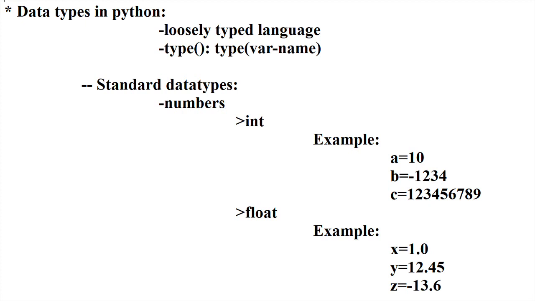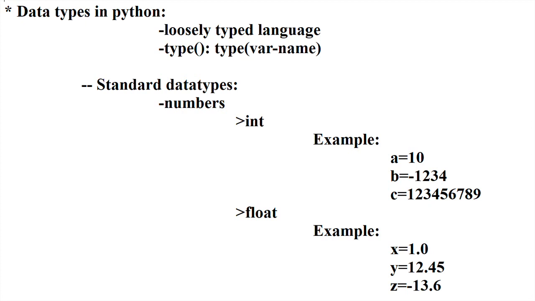Python provides the following standard data types. Those are numbers and strings. Numbers. Numbers store numeric values. Python creates a number type variable when a number is assigned to a variable. There are three numeric types in Python. The first one is int, the second one is float, and the third one is complex.